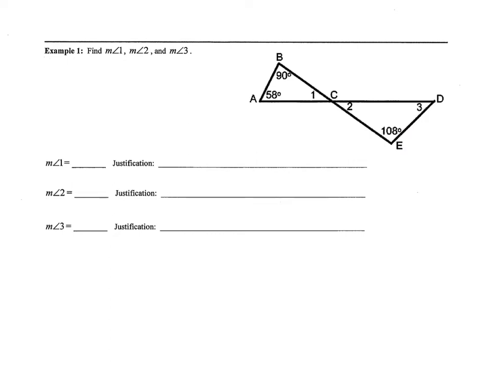Let's look at example 1. Triangle ABC, all three angles add up to 180 degrees by TAST. So let's write down the equation. Measure of angle 1 plus 58 degrees plus 90 add up to 180. Simplifying, we have measure of angle 1 plus 148 degrees equals 180. Subtract 148 from both sides and you get measure of angle 1 is 32 degrees.